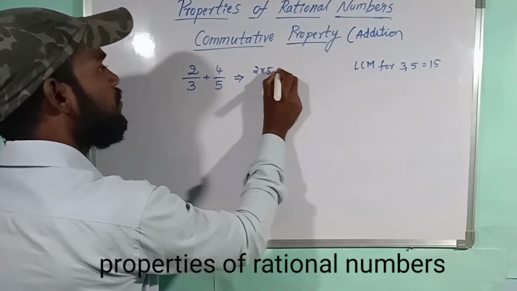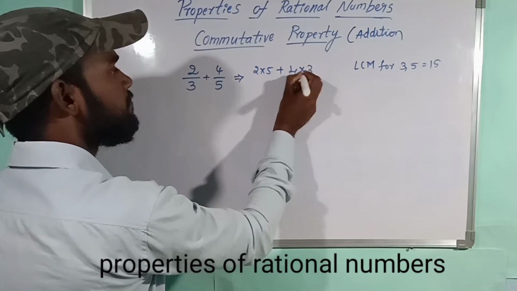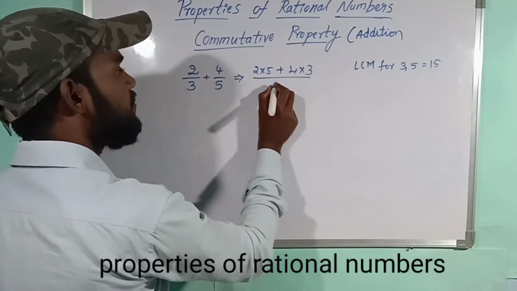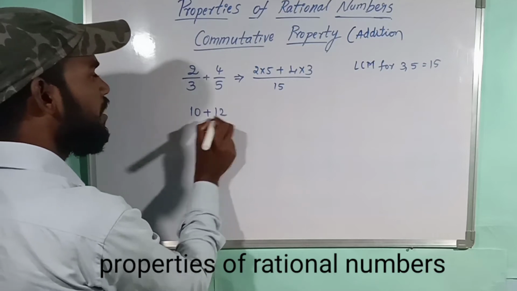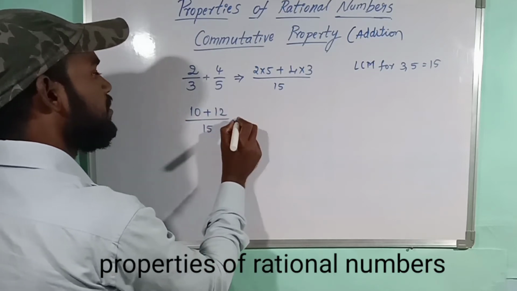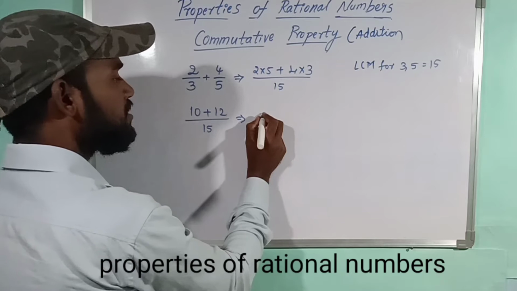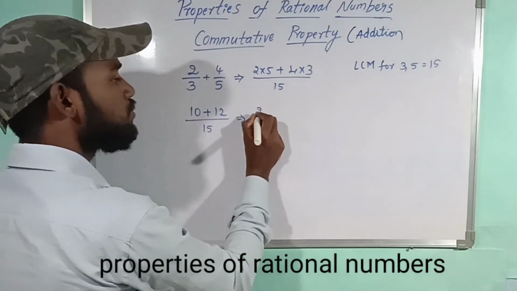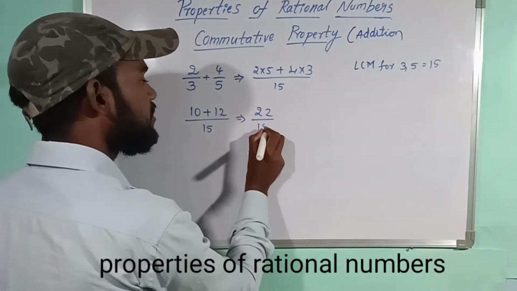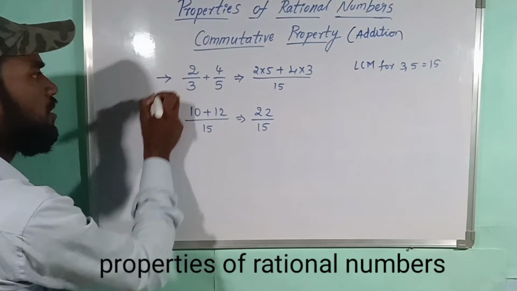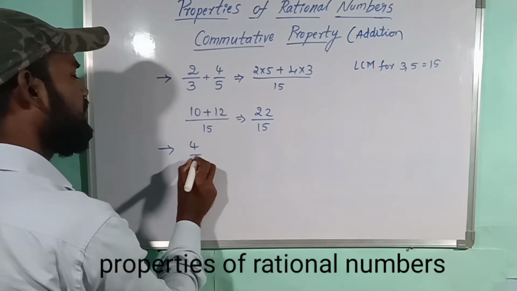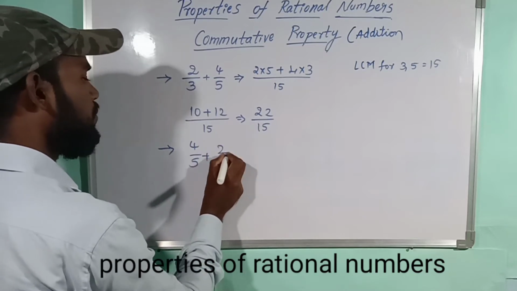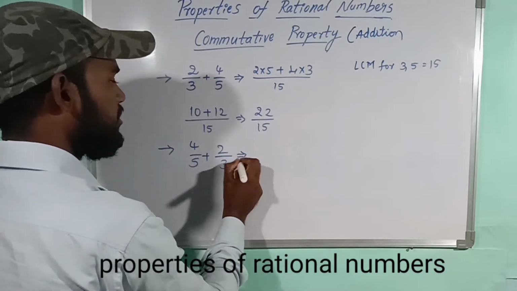2 into 5 plus 4 into 3 by 15. Next step, 2 fives are 10 plus 4 threes are 12 by 15, that is equal to 10 plus 12, 22 by 15. Now change the order: 4 by 5 plus 2 by 3. I changed the order now.